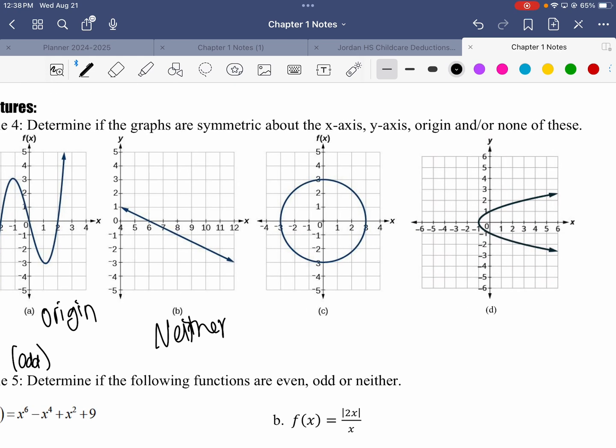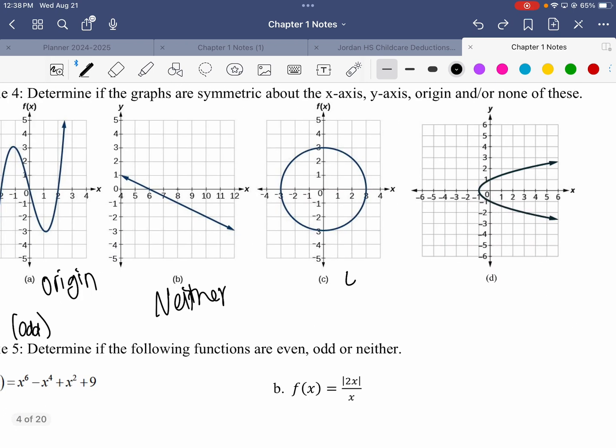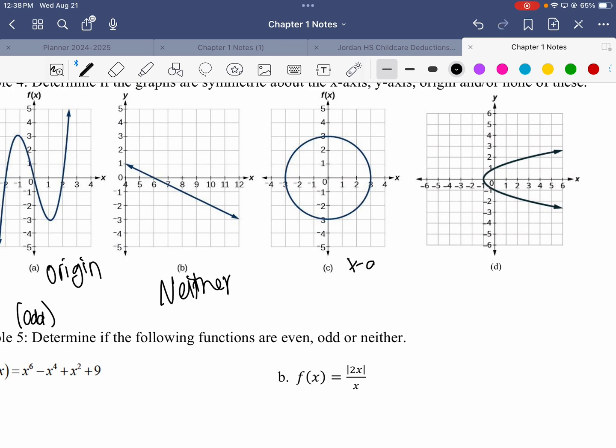Okay, how about this one? All of the above. So they are even. Well, I guess let's do this. Okay, so they're symmetric about the x-axis. They're symmetric about the y-axis. And it's symmetric about the origin. So is it even, odd, or neither? So it's both even and odd? That's possible?